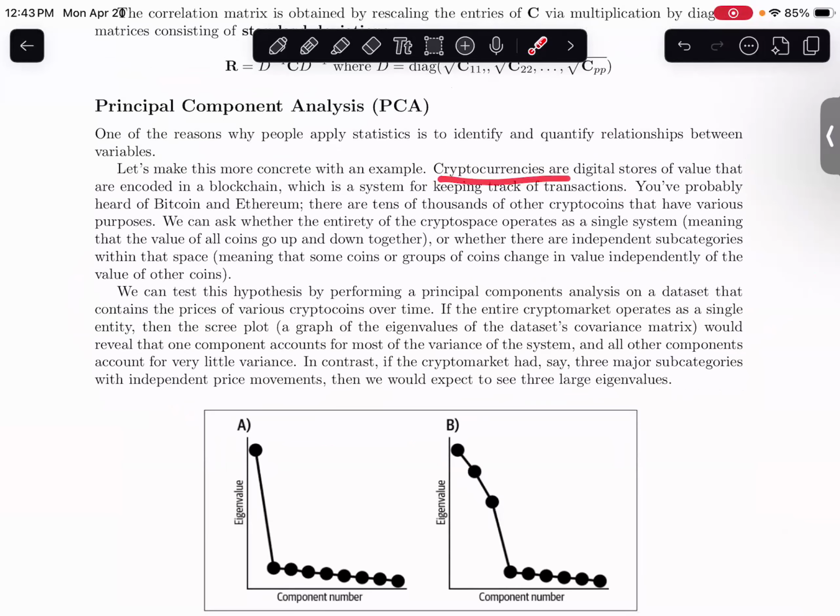Cryptocurrencies are digital stores of value that are encoded in a blockchain, which is a system of keeping track of transactions. Everyone's probably heard of Bitcoin and Ethereum. Then there are tens of thousands of other crypto coins or meme coins that have various purposes.